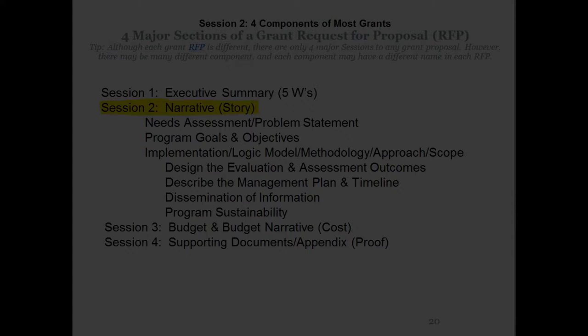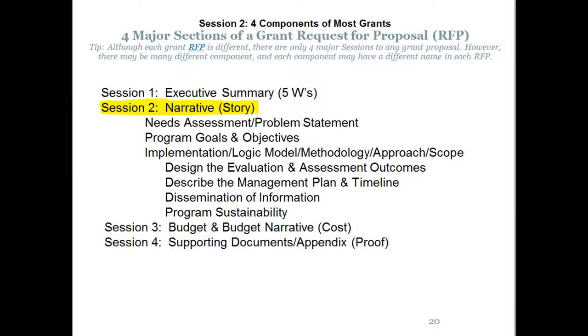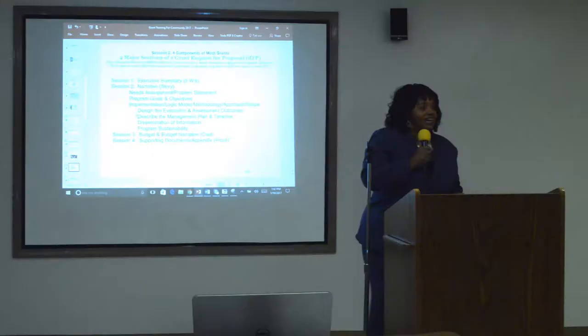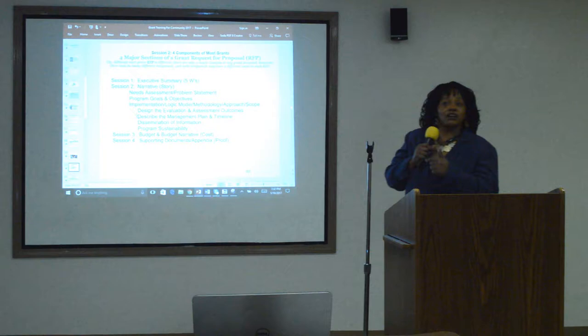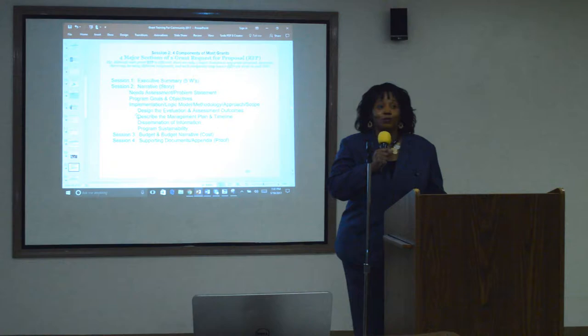Okay, and section 2 is the narrative. That is the story that you tell about your program. And that story has to be substantiated by numbers and statistics and what has happened in the past. You can't be making it up. You can't be talking about what happened on your block. "4 people got killed in 1 week on my block, so I know we need this grant." No, they don't want to hear that.